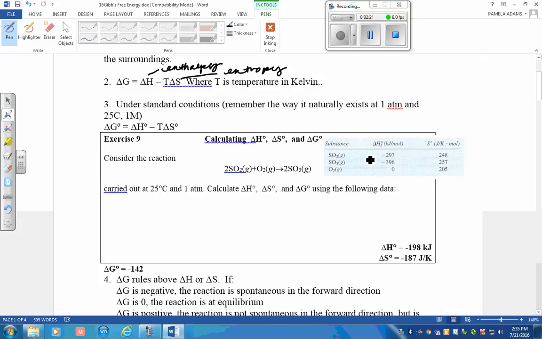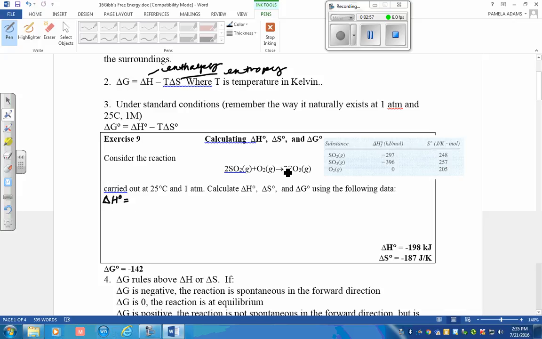They give us some thermodynamic data, and they ask us to calculate delta H, delta S, and delta G. So we recall that the state function, all of these can be calculated using the sum of the products minus the sum of the reactants. All of these are for 1 mole. We notice that we have some of these species that are 2 moles, so we will take that into account. Let's look at delta H of this reaction.